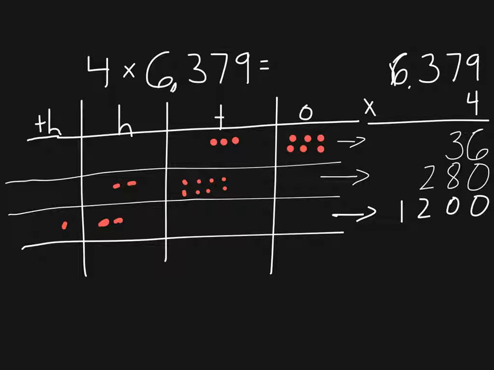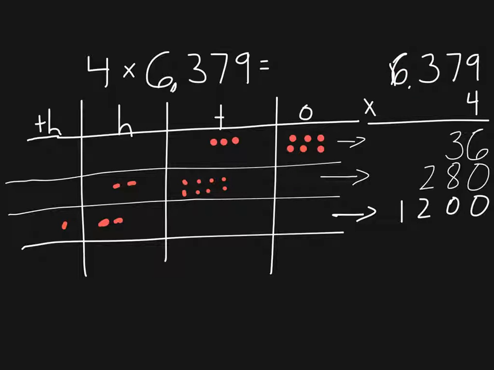Notice how when I'm writing my partial products here, I'm making sure that all my place value columns are lined up. My ones are lined up, my tens are lined up, my hundreds, and now my thousands. I have one value left to multiply, and that is my 6 thousands. I need to multiply 4 times 6 thousands. Well, 4 times 6 is 24, so 4 times 6 thousands is 24 thousands.